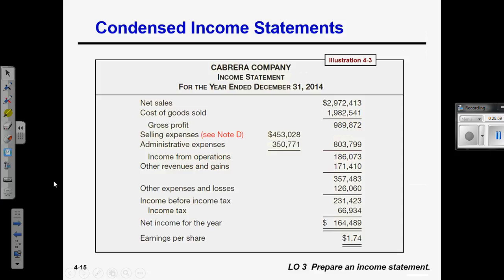Tax. Okay. Here's a condensed statement. So they just show less detail. Fine. Okay. So this is still a merchandising firm. By the way, merchandising firms sell merchandise. There are two types of merchandising firms. There's retail and wholesale. What's wholesale? You sell to another company. What's retail? You sell to the general public, right? Walmart's a retailer. Everybody good?